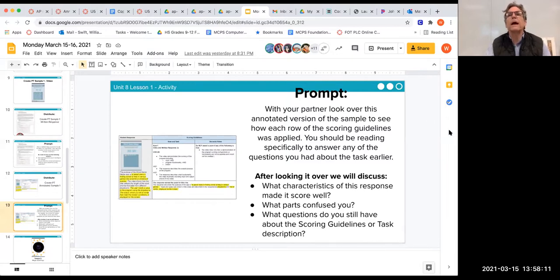Like somebody had the idea that they'd only put in one program segment. How did that get scored? So in 3B, it asked for two program segments, but it only gave one. See what happens in there. What characteristics of this response made it score so well? What parts confused you? What questions do you still have about the scoring guidelines or task description?